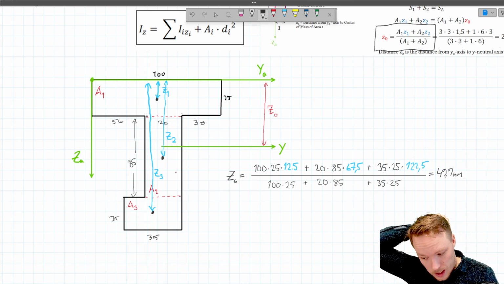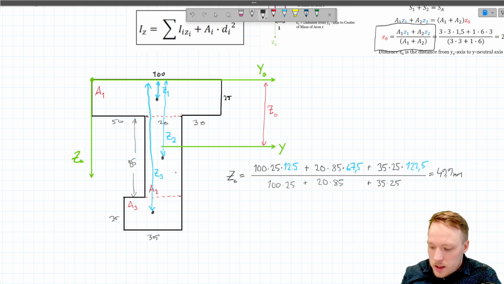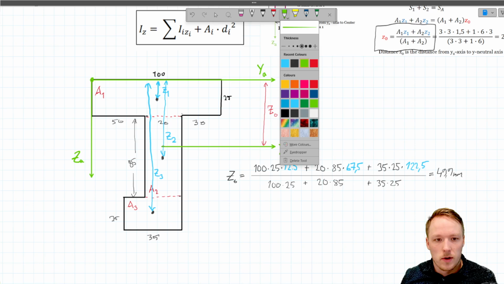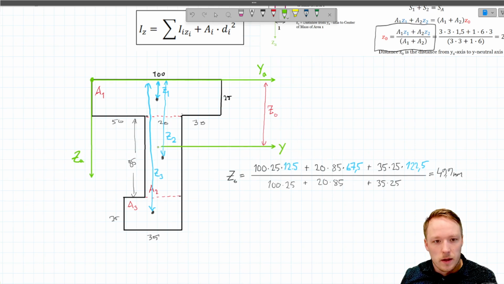Well, when we want to calculate the second moment of inertia around the z-axis, we have to do exactly the same thing to find the location of the actual z-axis of this profile. The z-axis of this profile will be somewhere in there. Let's try to make that better looking. One more try. Like so. And this is going to be the z-axis of this profile.